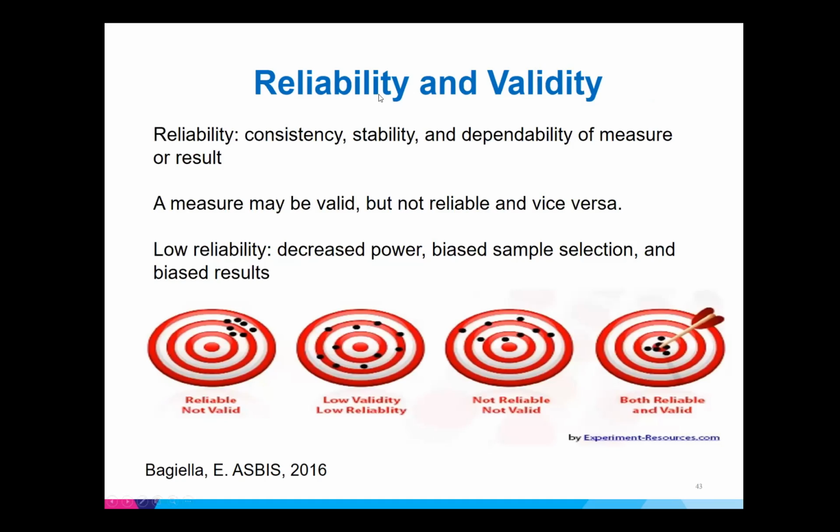Reliability and validity. Reliability is about being consistent, stable, and dependable in the measure or the result that you're looking at. So here, this is very reliable, but not valid because it's not going into the target. Here you have very low validity, low reliability. Here it's not reliable or valid. And then here you have both reliable and valid, okay?